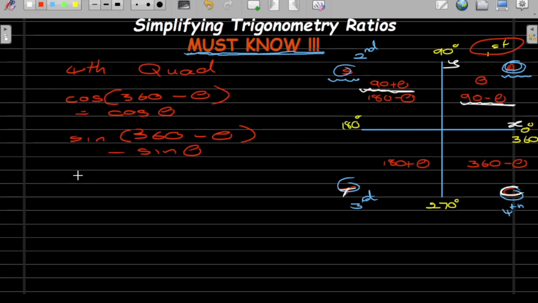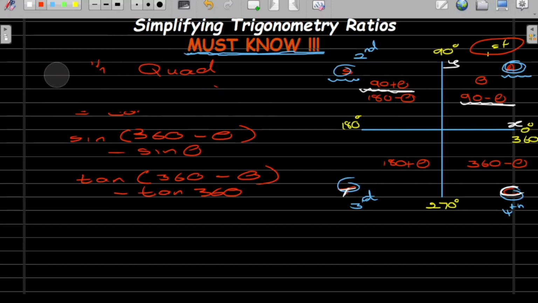And if you have now, if you have tan 360 minus theta, then this, ladies and gentlemen, will be minus tan theta. Okay, in any case that you have positive theta, then just know that you are going back to the first quadrant where everything else is positive. All right, so now we are going to do an example.